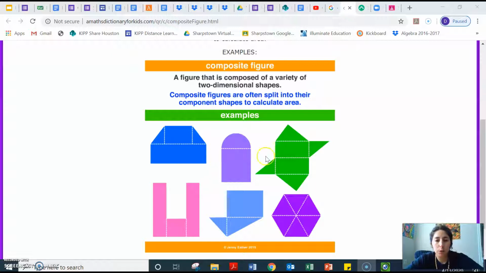So let's look at some examples. This green composite figure is composed of 2 rectangles and 4 triangles. This composite figure in the middle is composed of a rectangle and a semicircle. Go ahead and think to yourself, what shapes is this composite figure composed of? Take 4 seconds. Okay, we should have landed at 2 rectangles and 2 triangles. All right, here are some examples down here too. Again, a composite figure is a figure composed of different shapes.